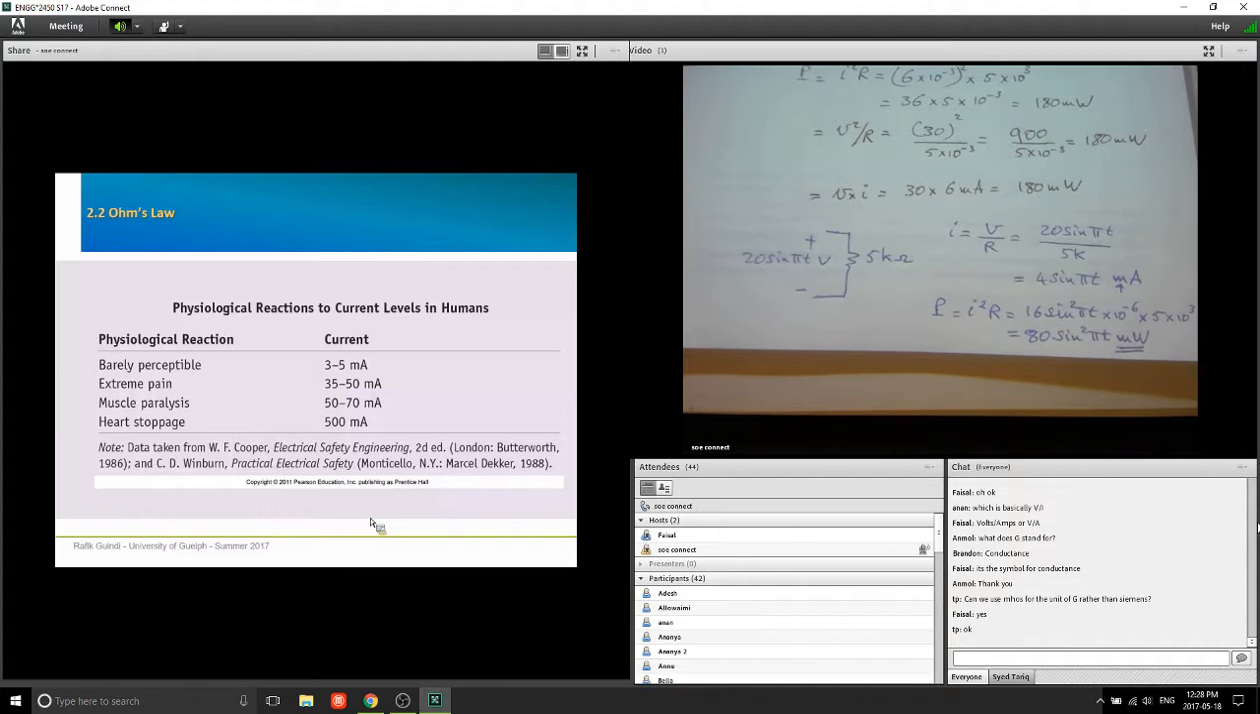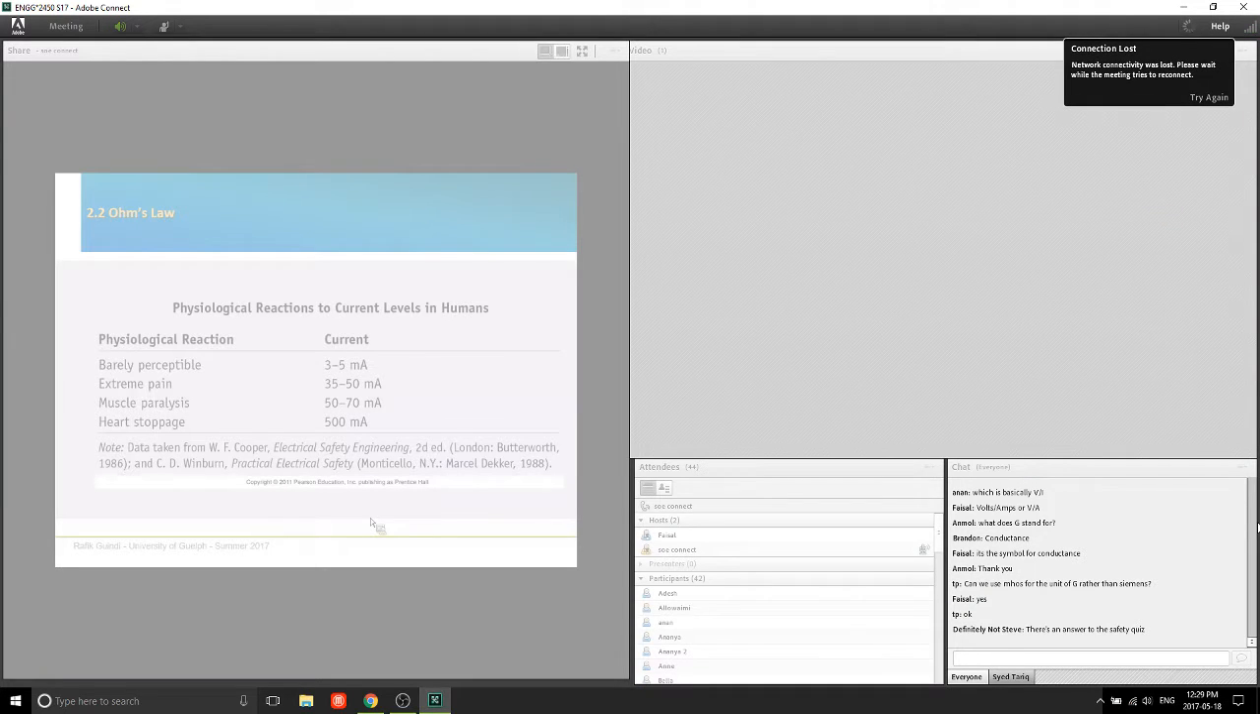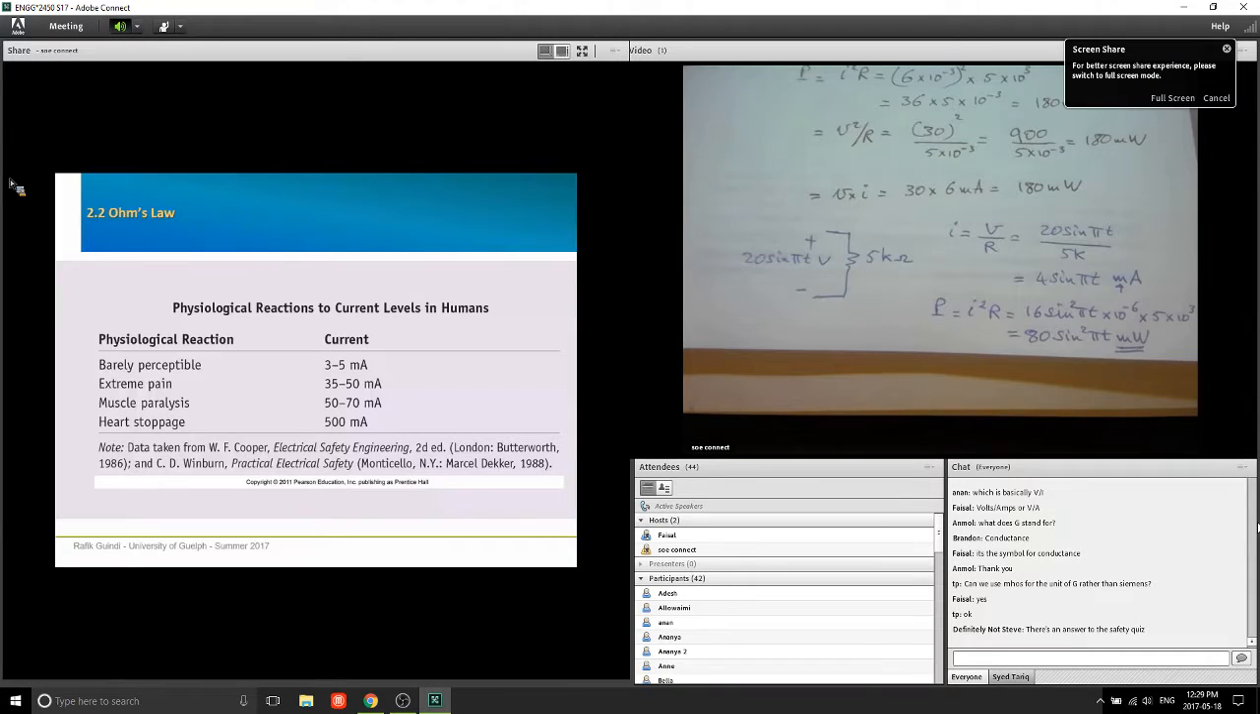If you go from that to just 35 to 50 milliamps, then it's already extreme pain. You reach that very, very quickly. And then, if it goes beyond that, from 50 to 70 milliamps, you can experience muscle paralysis, and your heart is a muscle, remember that. Further, maybe your heart can take more than that. Obviously the heart can take all the way up to 500 milliamps, which is half an amp of current.